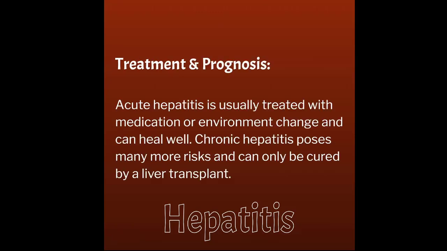Treatment and prognosis for hepatitis then. Acute hepatitis is usually going to be treated with some sort of medication or changing the environment that the patient is in, stopping the alcohol, stopping the inhalation of chemicals at work, whatever that might be. So that's going to be your main treatment for acute hepatitis. Normally it doesn't cause any issues. They recover just fine. Chronic hepatitis, on the other hand, can cause many more issues for a patient and actually carries many more risks for the patient as well.